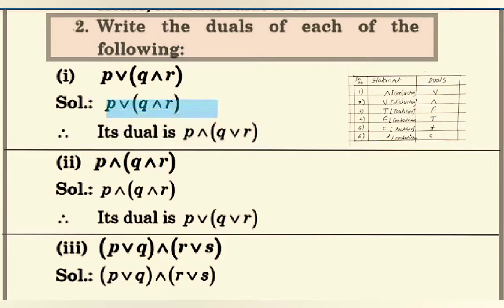P or in bracket Q and R, its dual is P and in bracket Q or R: the or symbol is replaced by and, and the and symbol is replaced by or. Second example, P and in bracket Q and R. Solution: write down the given statement as it is, and its dual is P or in bracket Q or R, since both symbols are replaced by or.